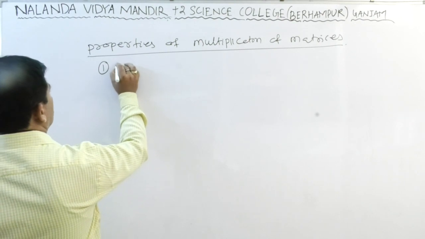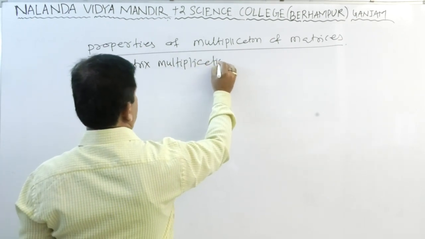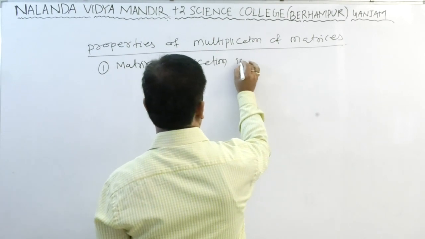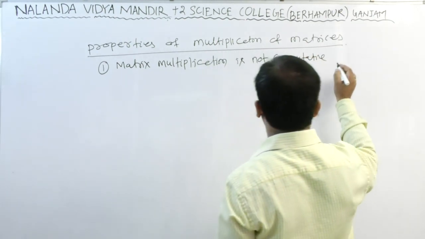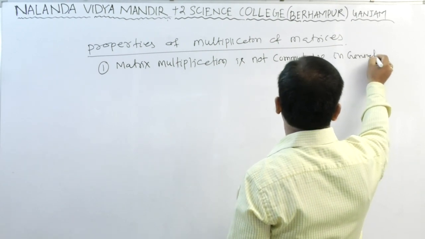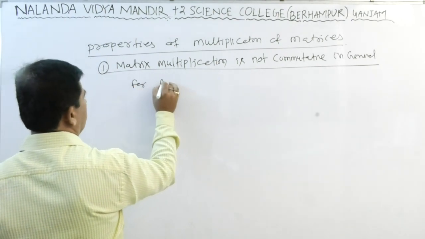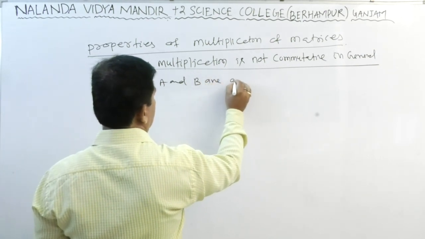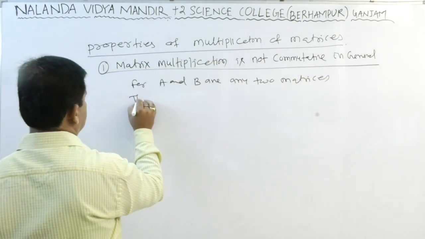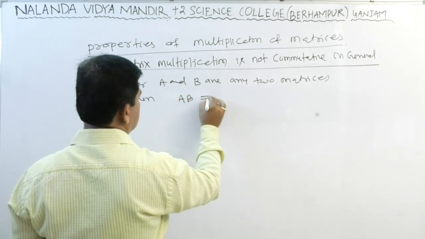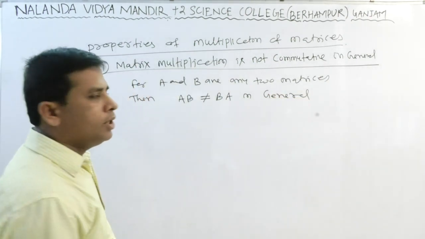Therefore, in general, matrix multiplication is not commutative. That is, if A and B are any two matrices, then AB is not equal to BA in general.